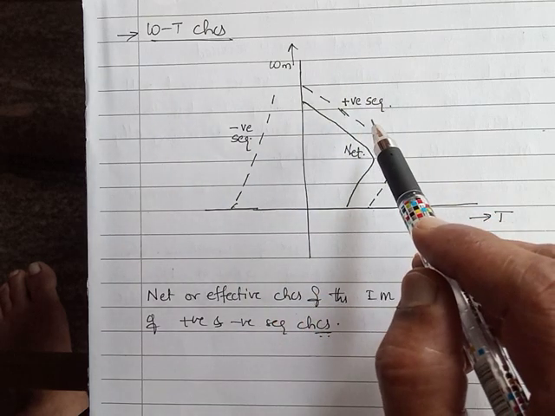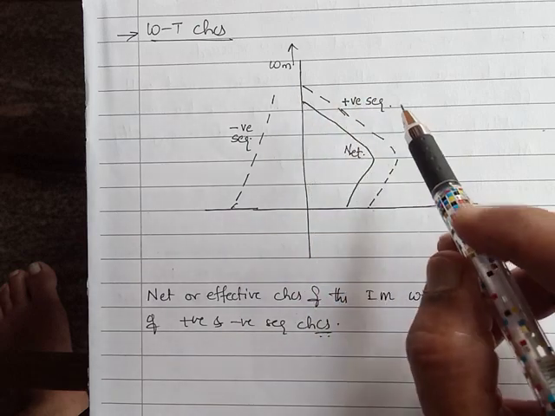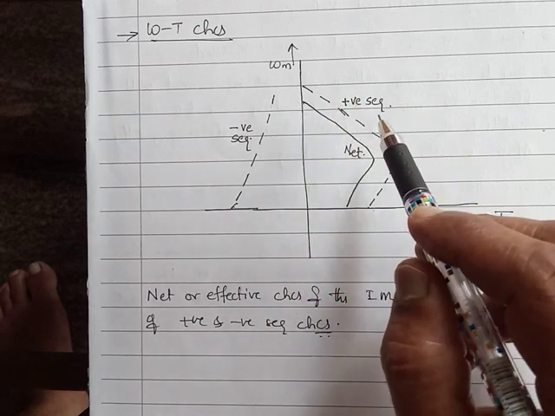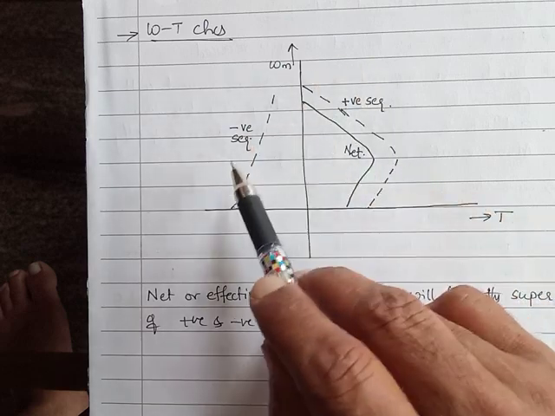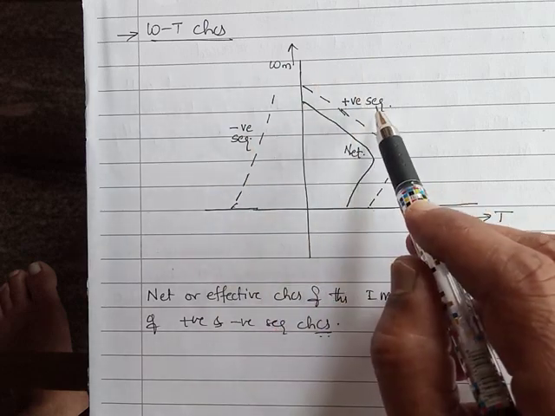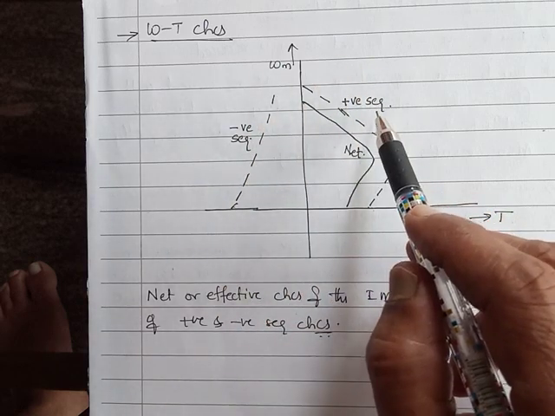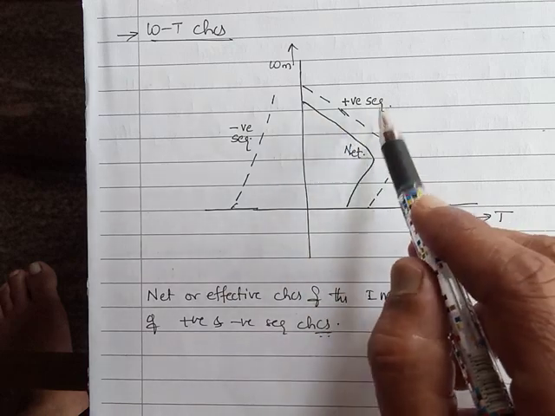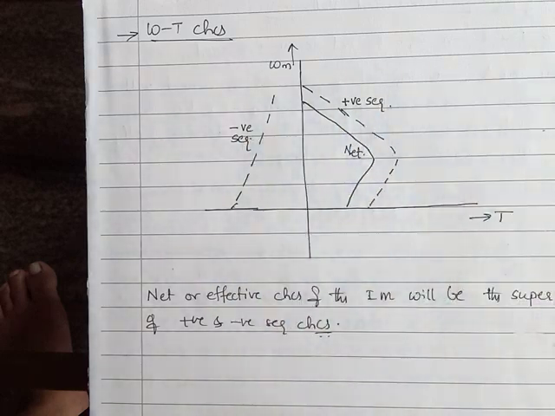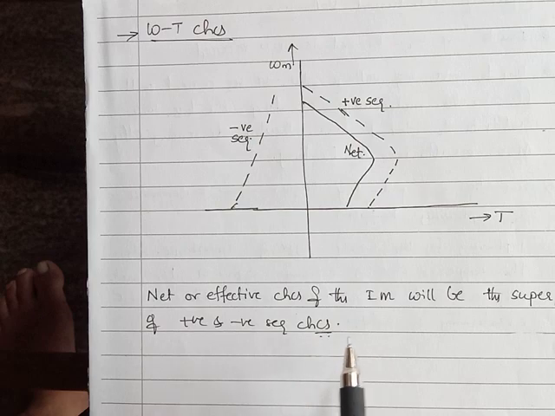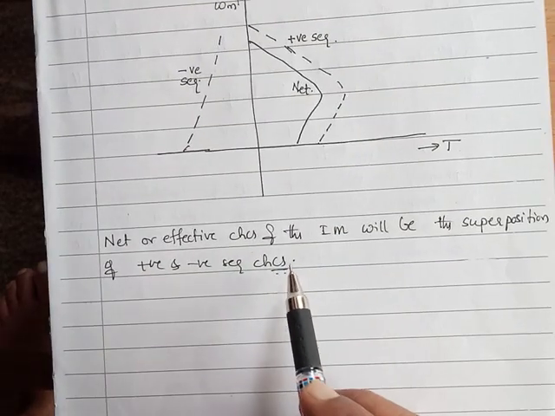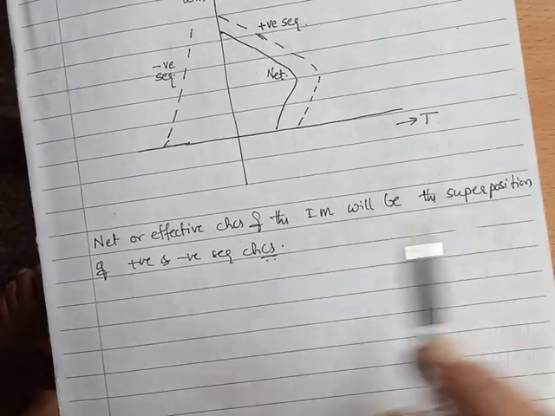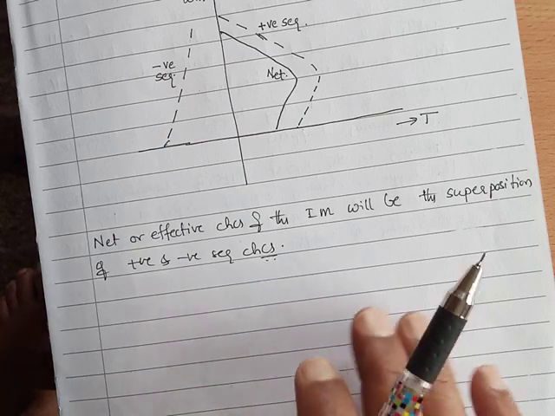We have made the analysis simple. The unbalanced voltage we decomposed into positive sequence and negative sequence. For each sequence we find the characteristic. The total characteristic is the sum of these two, the superposition. So net or effective characteristics of the induction motor will be simply the superposition of positive and negative sequence.